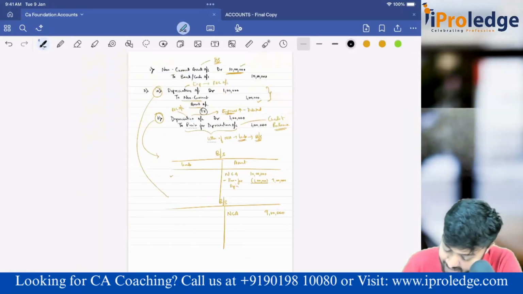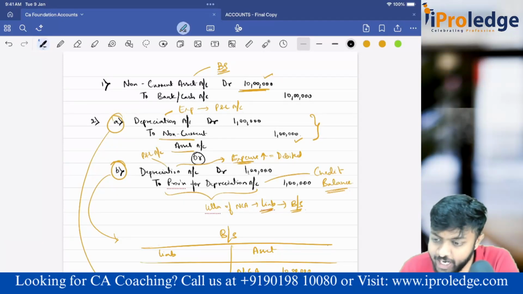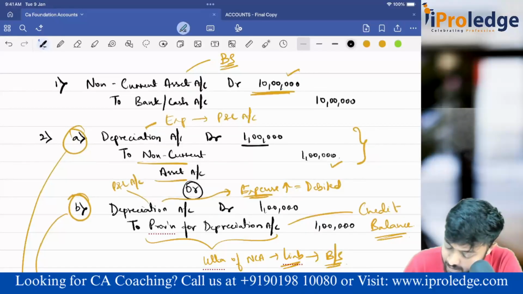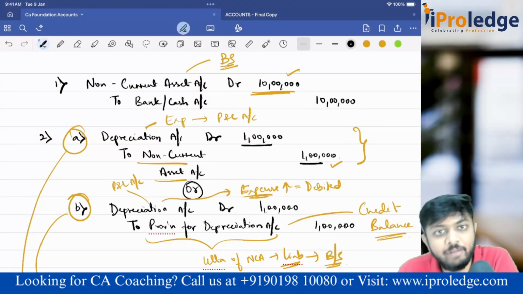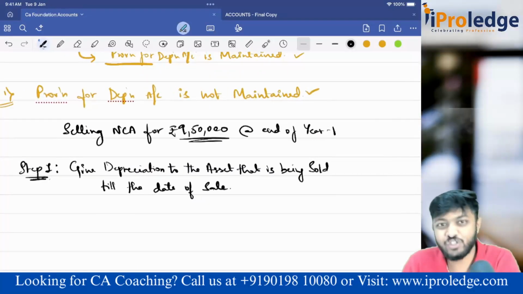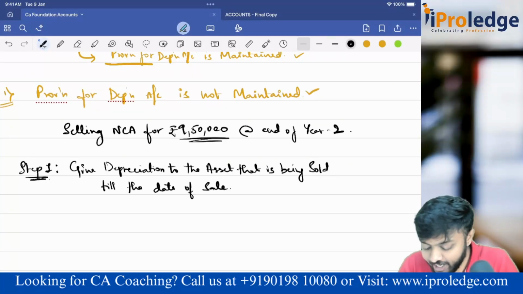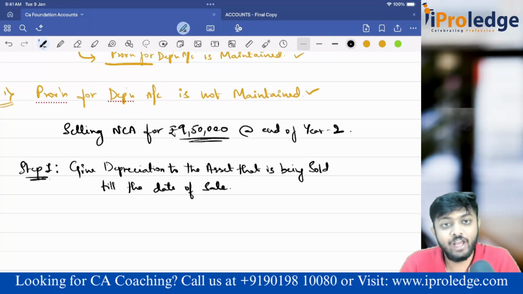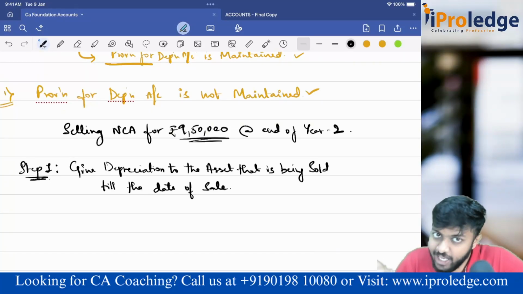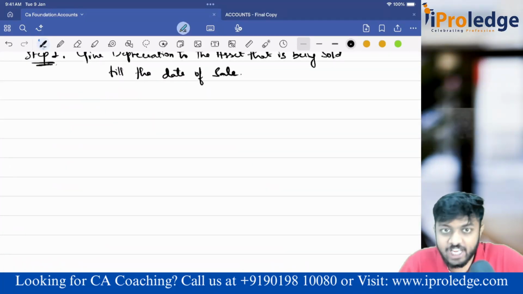So if you come back to the previous example, I had bought this asset for 10 lakh rupees. 1 year depreciation 1 lakh. Okay. So if you see, in this example, I have already given depreciation of 1 lakh, because when am I selling? I am selling it at the end of year 1. So for your convenience, I will make it selling of non-current asset for 9,50,000 rupees at the end of year 2. For year 1, I have already given depreciation. For year 2, at the end of year 2, I am selling this asset. For the year 2, have I given depreciation? No. So for year 2, first I will give depreciation.